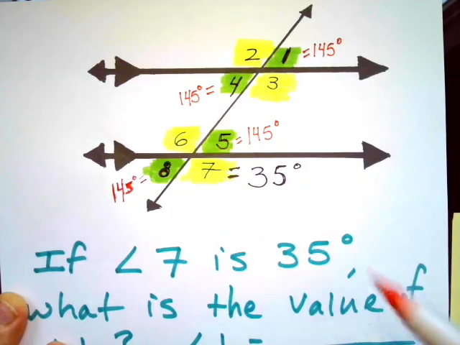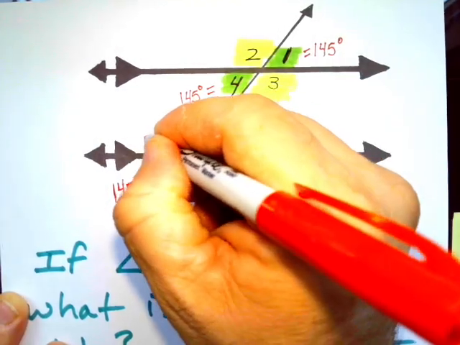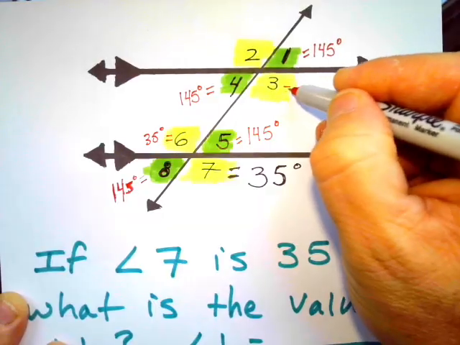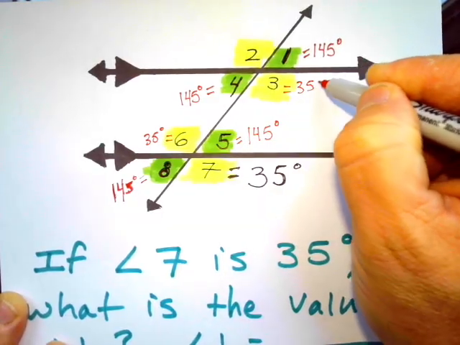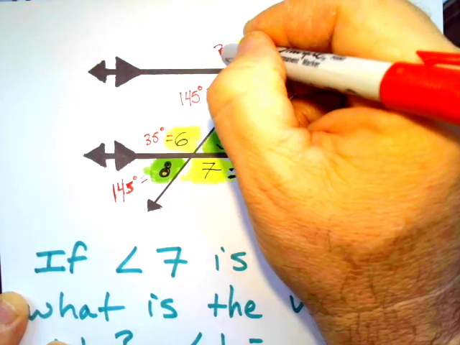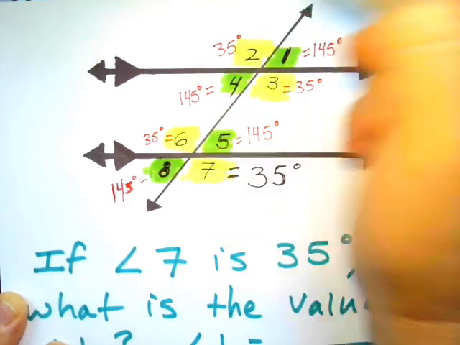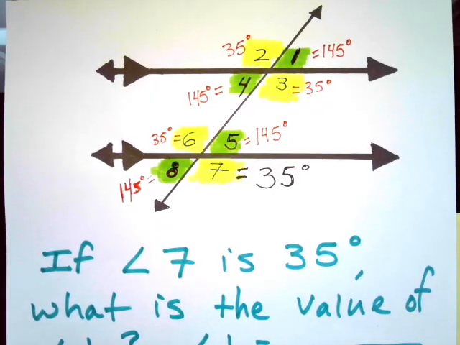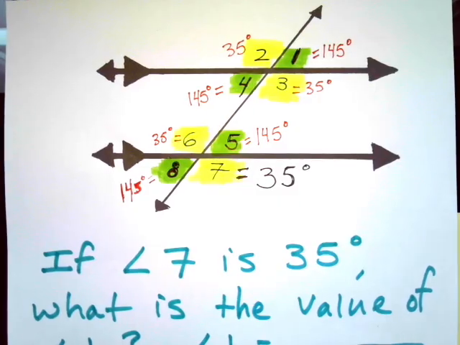If angle 7 is 35 degrees, what does angle 6 have to be? That's correct, 35 degrees. Angle 3 has to be what? 35 degrees. And then angle 2 has to be equal to 35 degrees as well. So hopefully you've been following along since example problem 1. If you have, all of this makes sense and you're really starting to understand these concepts of congruent angles. It takes a little bit of practice.